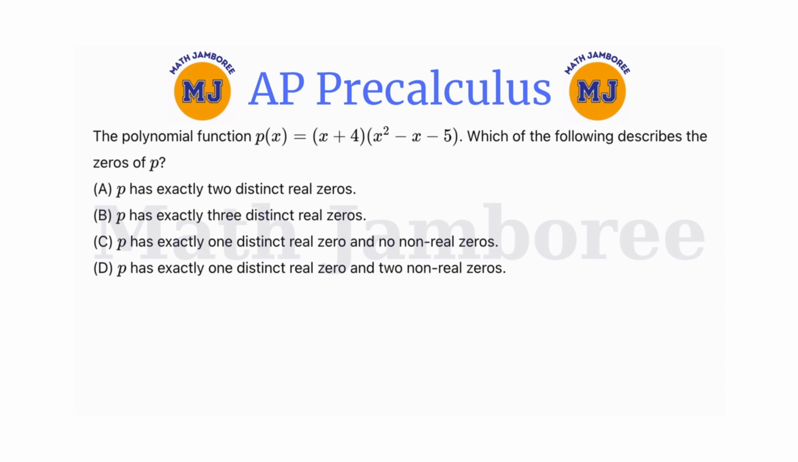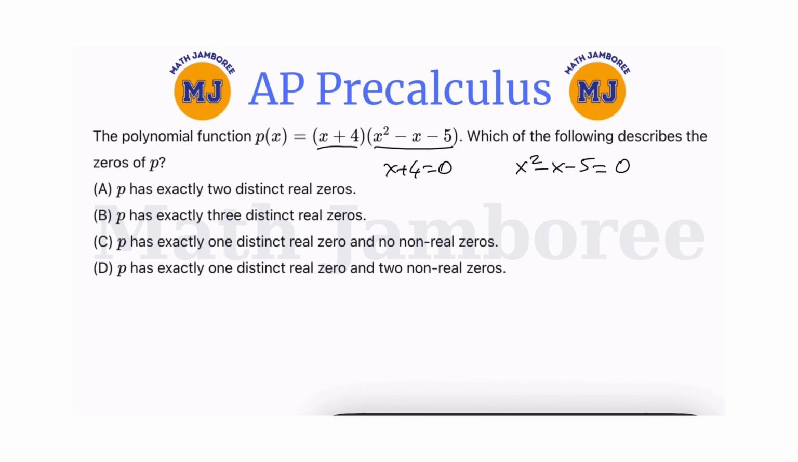To find the zeros of a polynomial, we will make the factors equal 0 and solve for x. So there are two factors given. When you multiply these two, you get the polynomial function. That's why they are called factors. And we will make them equal 0. x + 4 = 0, and x² - x - 5 = 0.